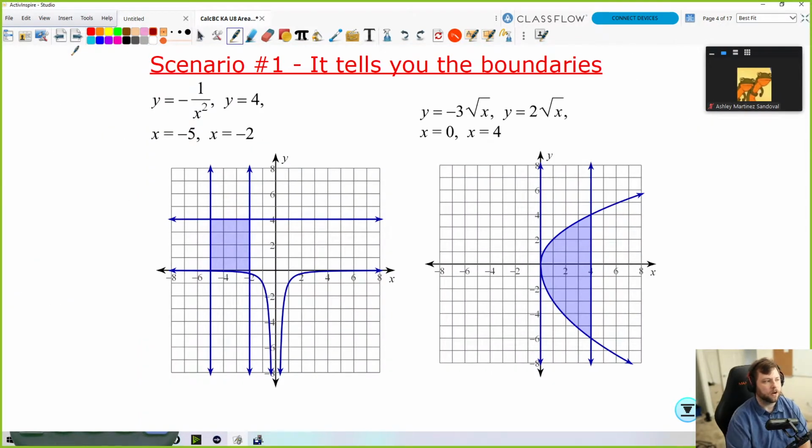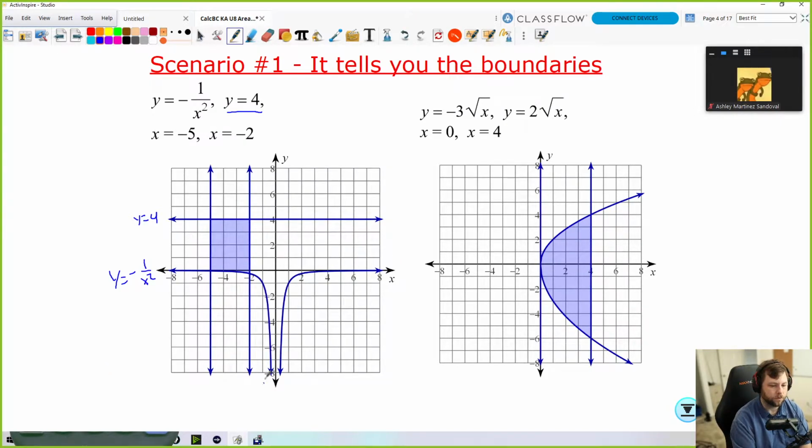All right. So let's take these test cases. Let's take scenario number 1. It tells you the boundaries. So here's two cases right here. We're going to focus on this left one. So if it tells you the boundaries, and let's say I had my two functions, y equals negative 1 over x squared and y equals 4. So this line is going to be y equals 4 right here. And then this function is going to be y equals negative 1 over x squared.